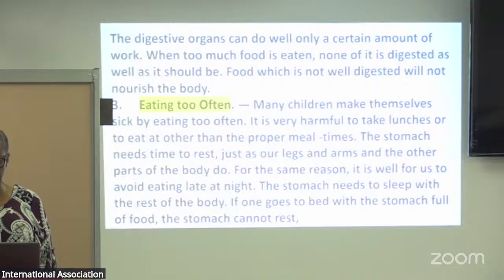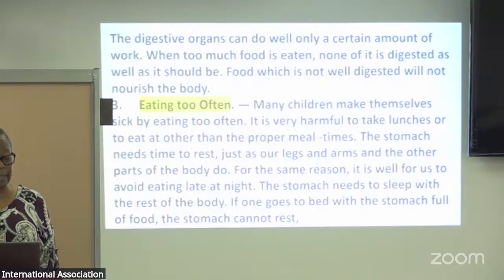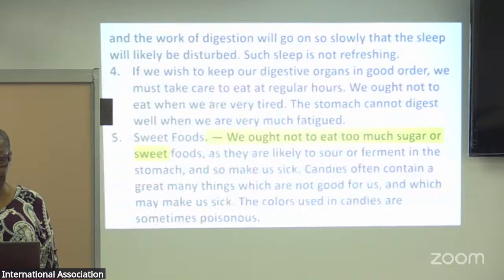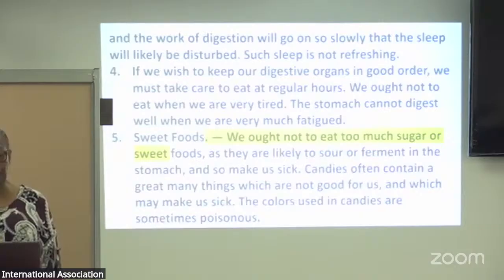For the same reason, it is well for us to avoid eating late at night. The stomach needs to sleep with the rest of the body. If one goes to bed with a stomach full of food, the stomach cannot rest, and the work of digestion will go on so slowly that the sleep will likely be disturbed. Such sleep is not refreshing.